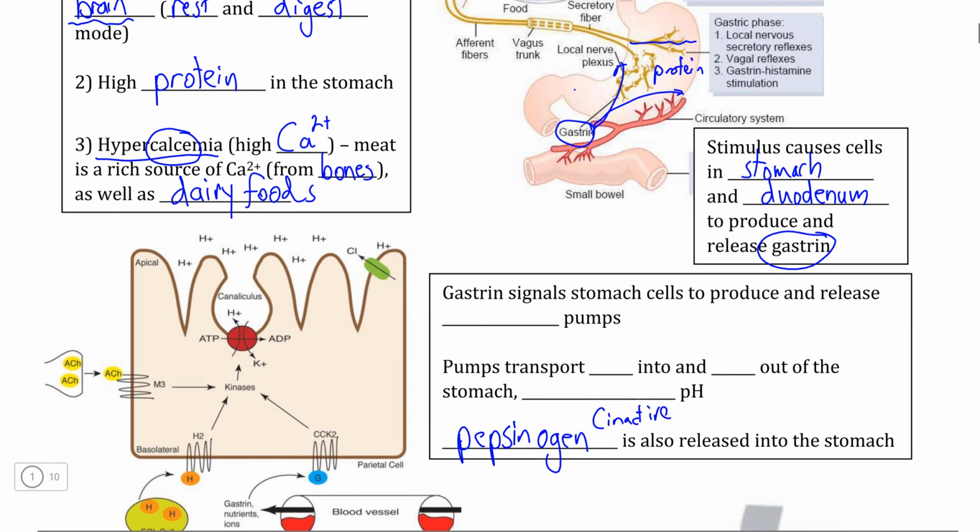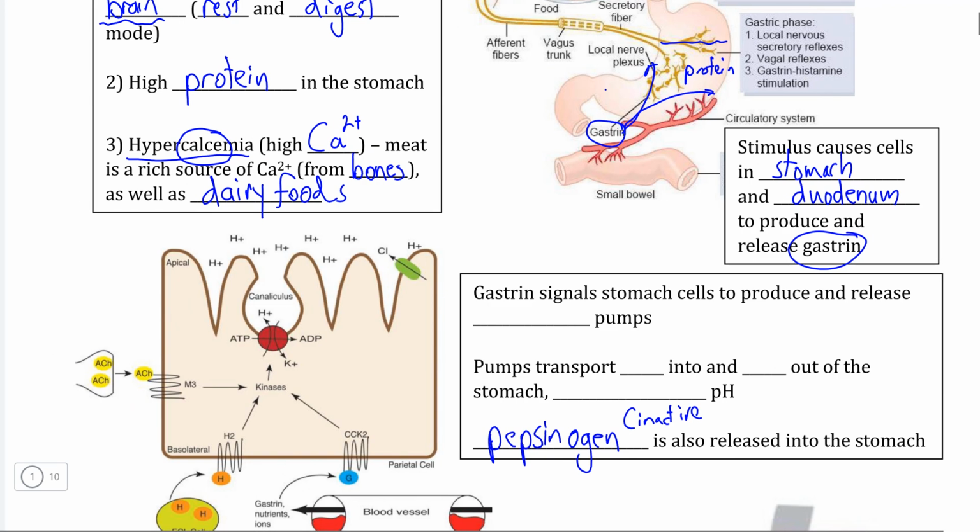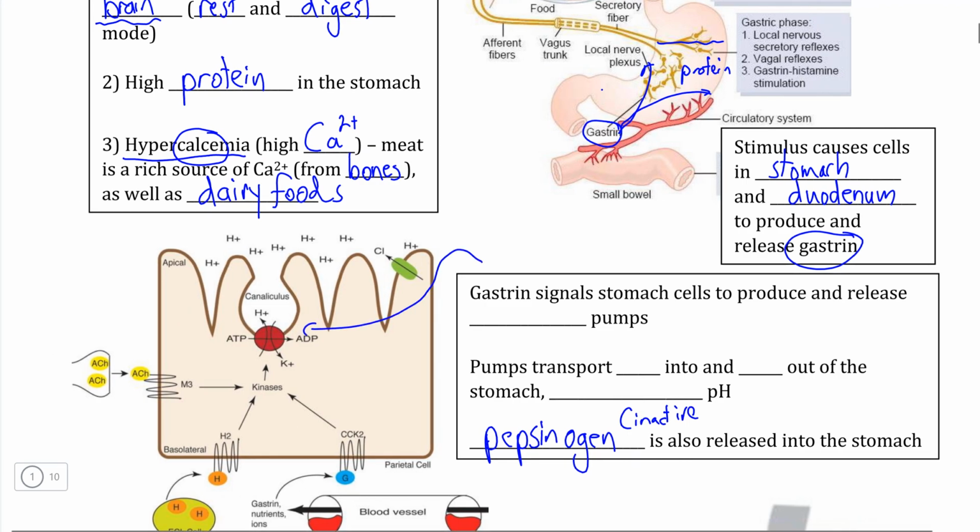So the second effect that gastrin has on our stomach cells is that it triggers the cells of the stomach to start producing special transport proteins that allow acid to be pumped into the stomach, and these are what we call H+/K+ pumps.